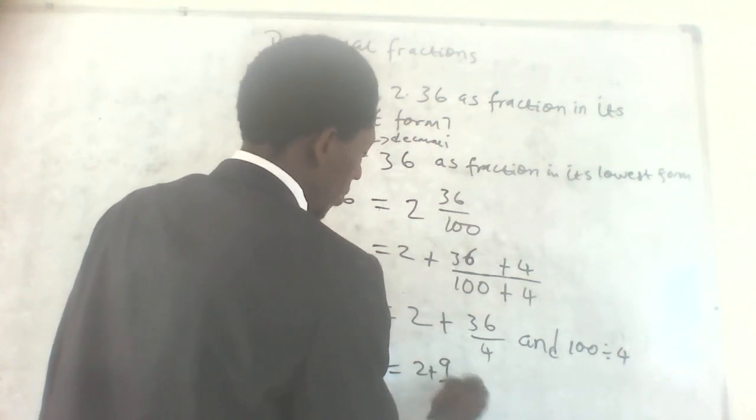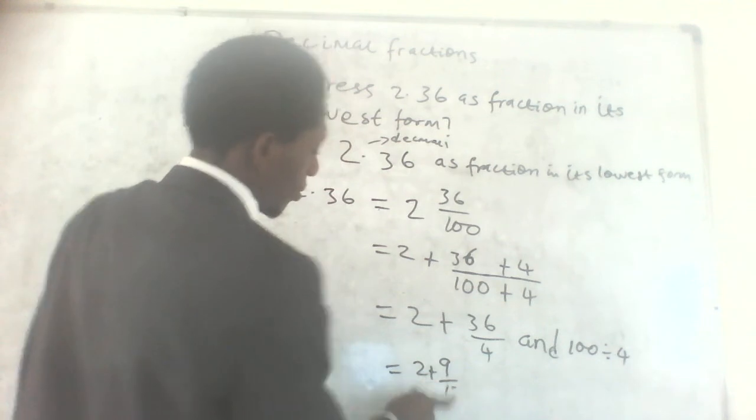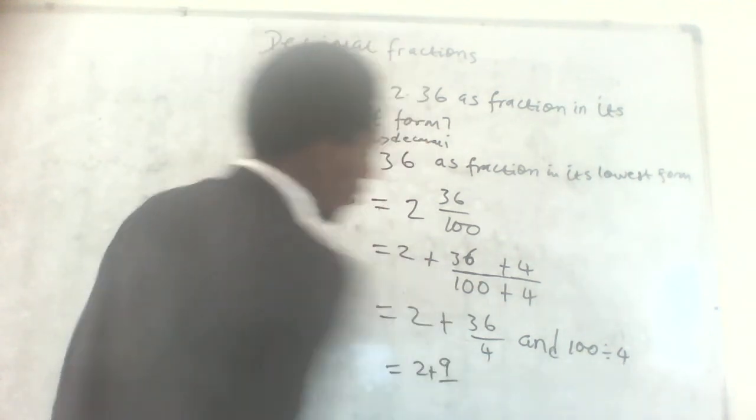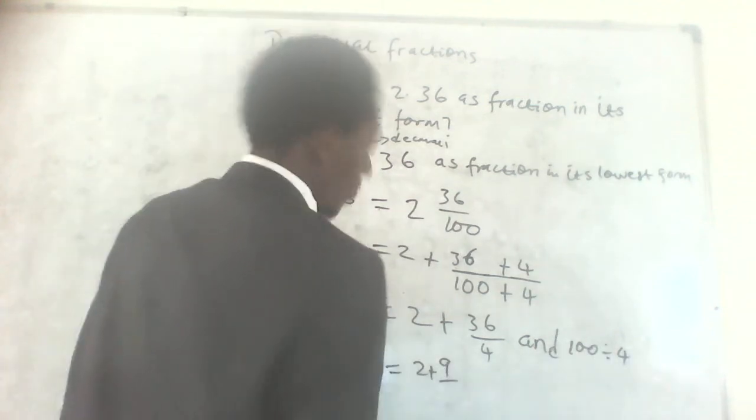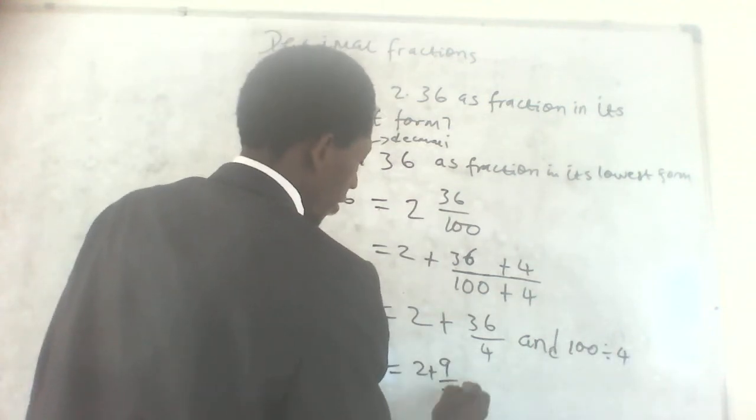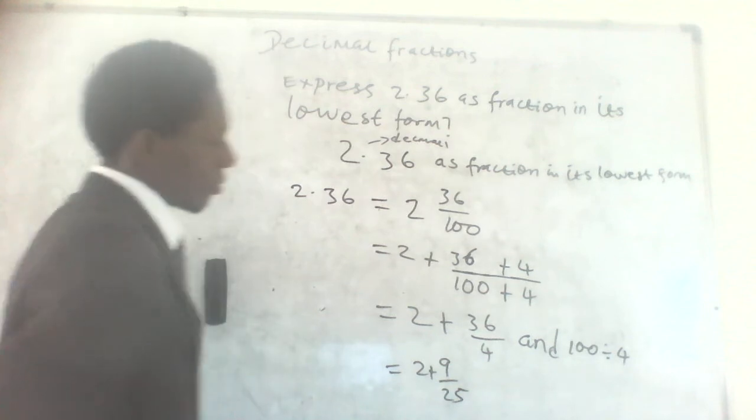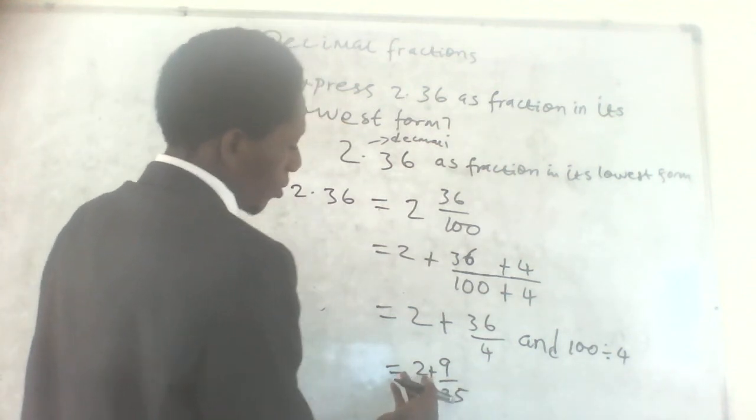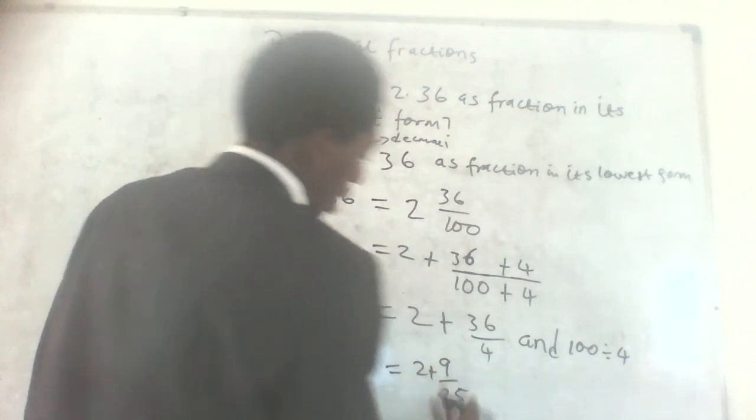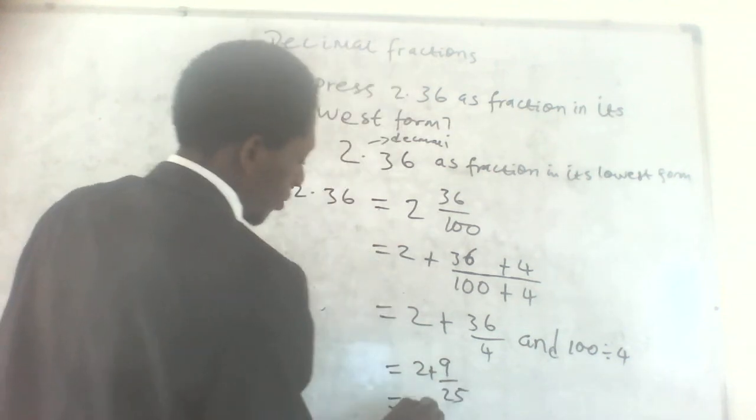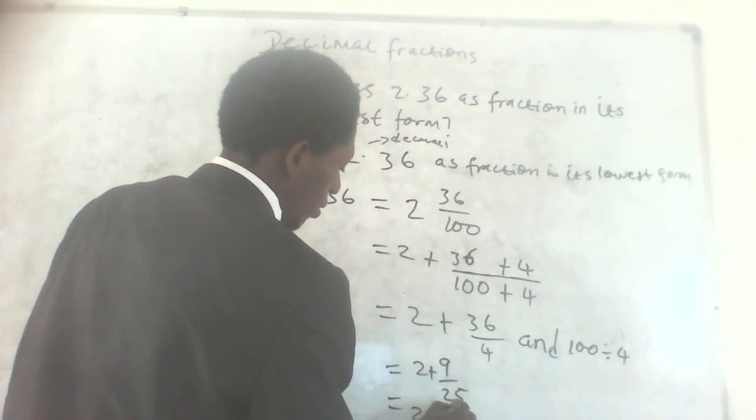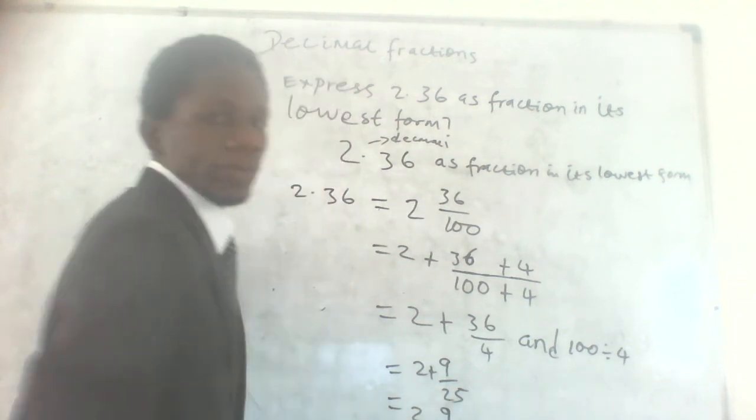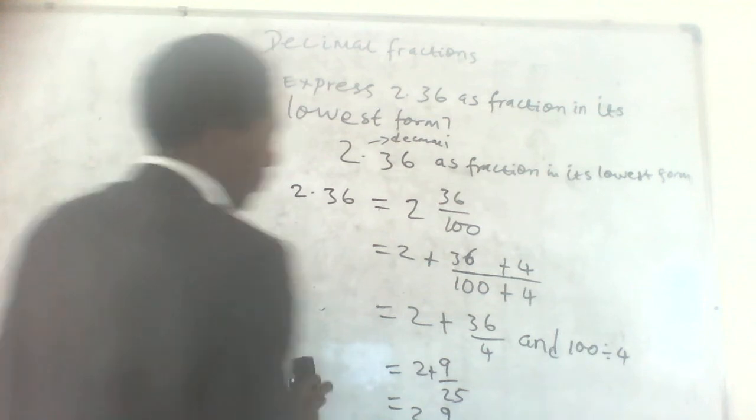It's 9. And then 100 divided by 4. 100 divided by 4 is 25. So altogether, I have two whole number, 9 over 25. This is two whole number, 9 over 25.